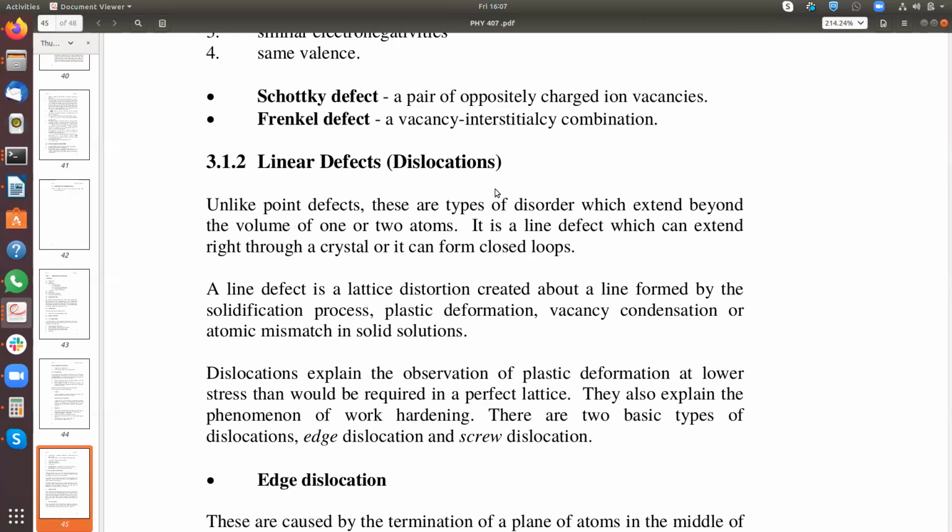So dislocations explain the observation of plastic deformation at lower stress than would be required in a perfect lattice. They also explain the phenomenon of work hardening. There are two basic types of dislocation: the edge dislocation and the screw dislocation. Any question?